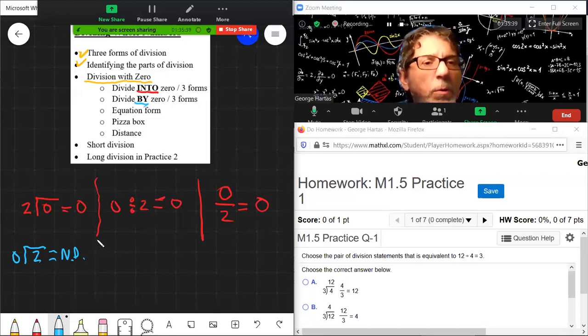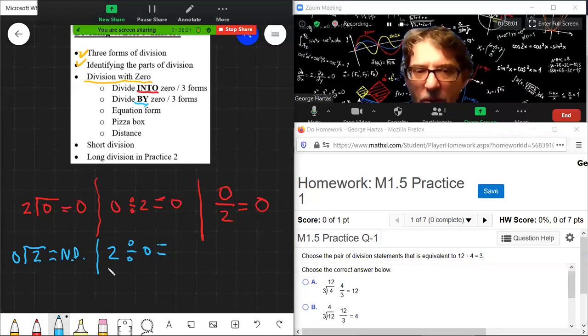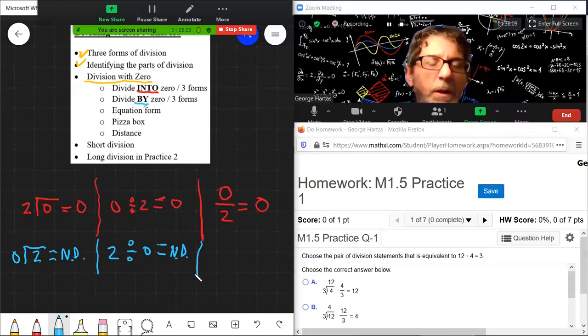All right, now, what would it look like in this format? Well, here you would say 2 divided by 0. See, that's why the words matter, because that way you'll know, is it into, is it by? It's by. We're dividing by 0. 2 divided by 0. We cannot divide by 0, not defined. And the way it would look like here would be this way. 2 divided by 0, not defined.